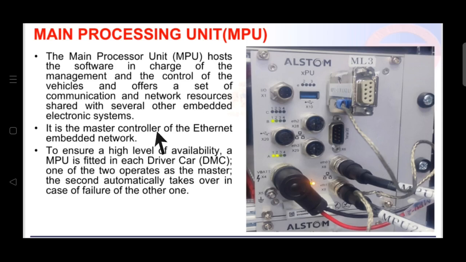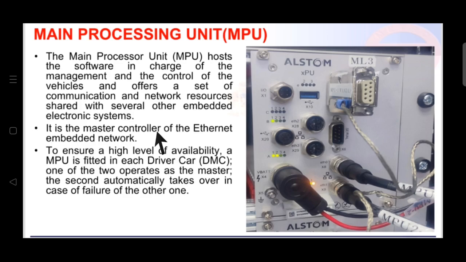If I talk about its function, what actually is the function of the main processing unit? First of all, let's suppose I want to implement new software in the train. I first need to execute that software in the train, and then ultimately that particular software would get implemented in the train. So to execute and implement the software in the train, this main processing unit is responsible, right? So the first function of the main processing unit is the execution and implementation of the software in the train. And second, it provides a set of communication among all of the different components. And third, it provides network resources.